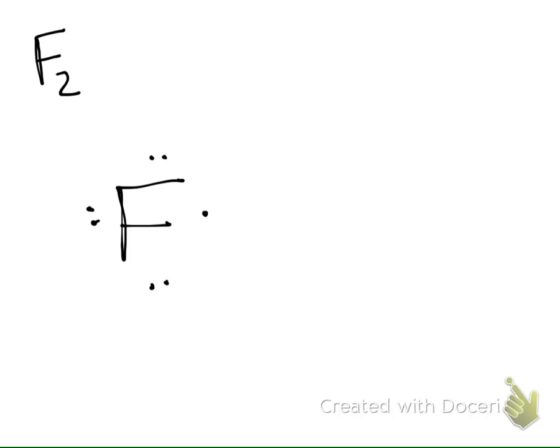That's our first electron dot notation for fluorine, and our second one will be in red here. We'll go 1, 2, 3, 4, 5, 6, and 7.